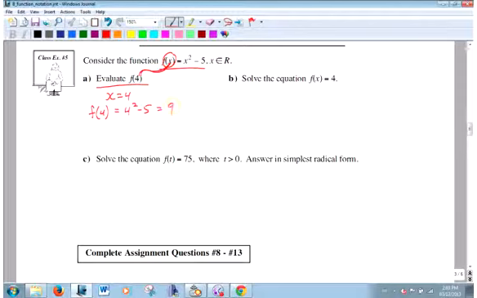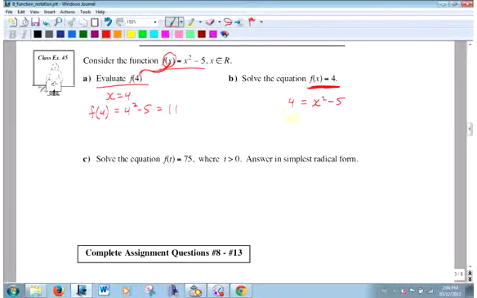Do we see how b is different? Solve the equation. They're telling you this function is equal to 4. You see the difference? Because if you don't, I don't know how else to explain this. All I can do is say it again. You've got to see the difference there. Yes? Thank you. 16 minus 5 is in fact 11. Someone's paying attention, and it's not me.